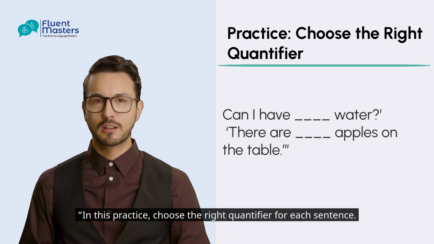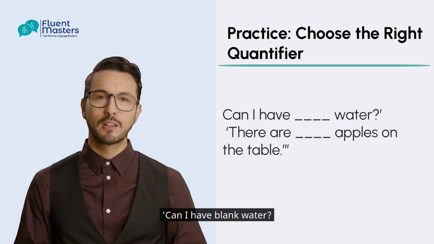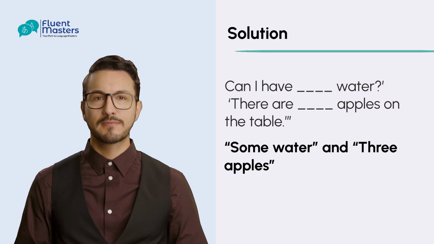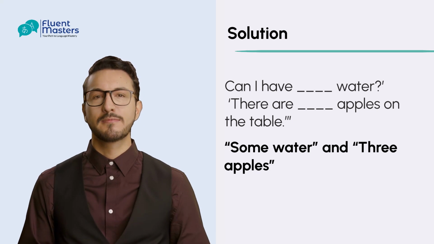In this practice, choose the right quantifier for each sentence. Can I have blank water? Or, there are blank apples on the table. The correct answers are some water and 3 apples.